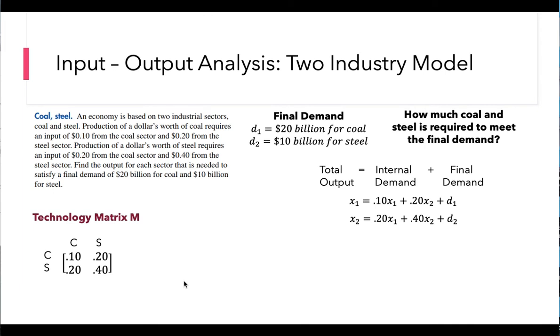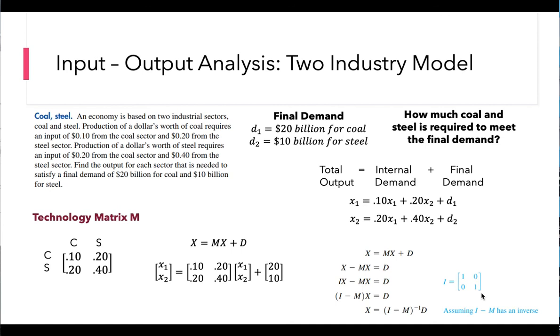Okay, now, this is what we learned in previous sections. We're going to write this whole equation using matrices. So X, remember, is our matrix X1, X2. That's going to be the total output of coal and steel. M is our technology matrix. This is X again. And D is our demand matrix. So the demand matrix, remember, is this 2 by 1: $20 billion for coal, $10 billion for steel.